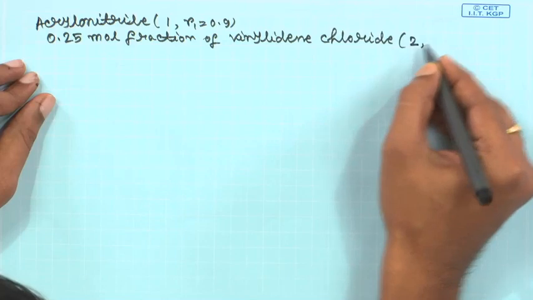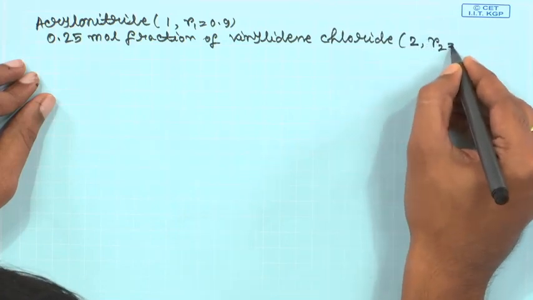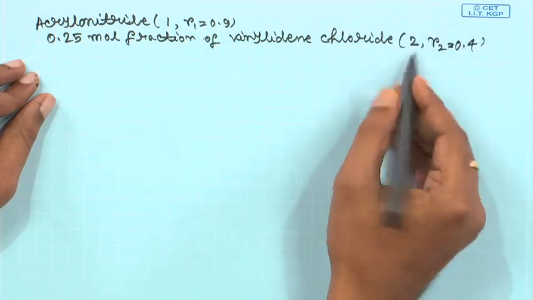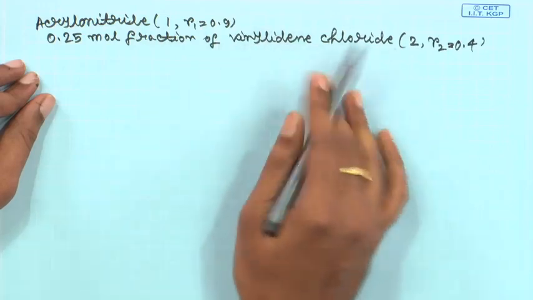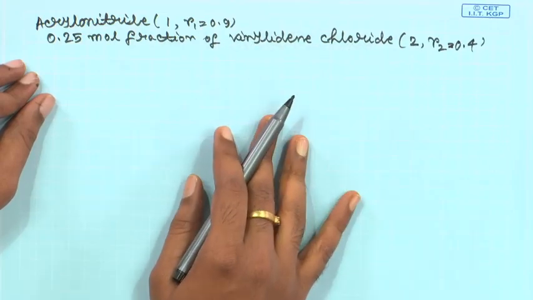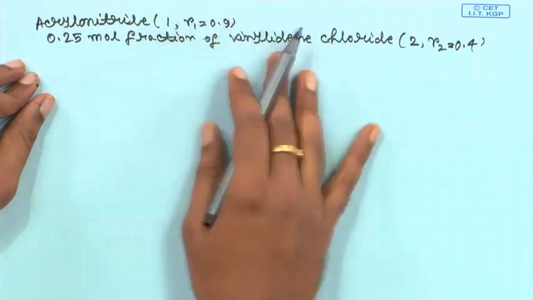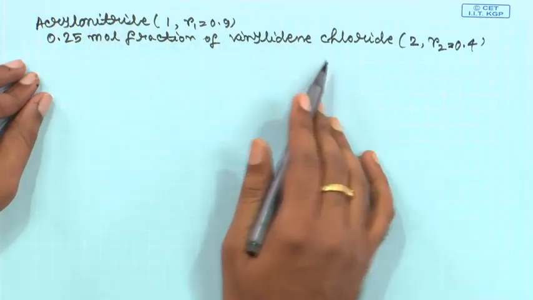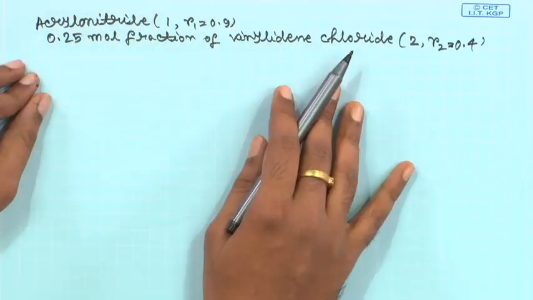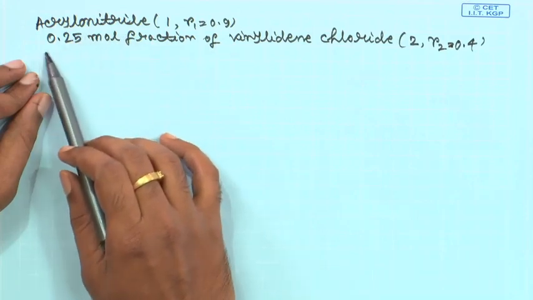This is monomer 2, R2 equals 0.4. Now, which one of them you take as monomer 1 or monomer 2 does not matter, correspondingly the calculation will change, as long as your concept is clear you can work it out, and structure in this case does not matter. Okay. So, this is a copolymer system, your comonomer feed composition is given.